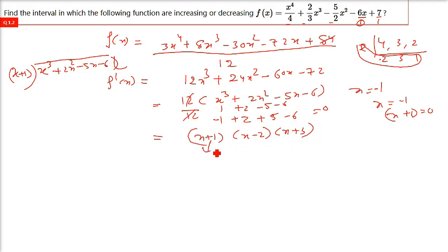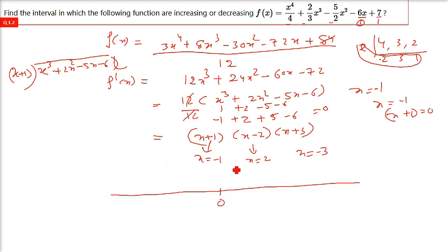What are the critical points? x equals negative 1. x equals 2, because I'm just putting it as 0. x plus 3 equals 0, that is x equals negative 3. Now don't worry about anything. The logic which I told you, or you can just mug it up. So which is the lowest one? 0 is not inclusive. I'm just putting 0 just to locate other points. So negative 3, negative 1 and 2.